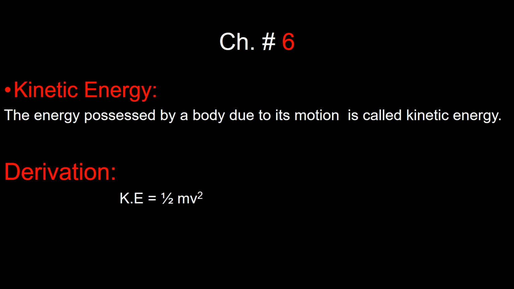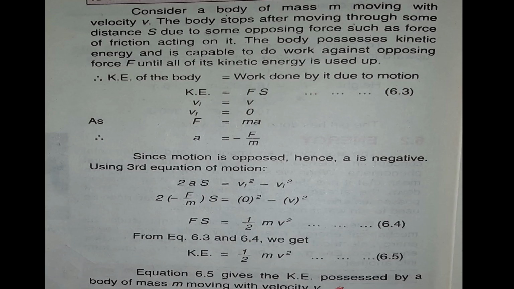Now students, in this slide, consider a body of mass m moving with velocity v. The body stops after moving through some distance s due to some opposing force, such as force of friction, acting on it. The body possesses kinetic energy and is capable of doing work against the opposing force F until all of its kinetic energy is used up. And when all of its kinetic energy is used up, it will stop. It means that its final velocity will be zero.